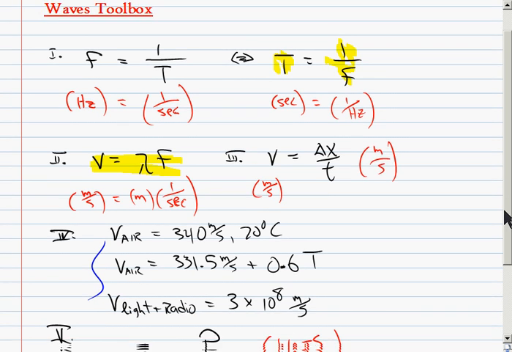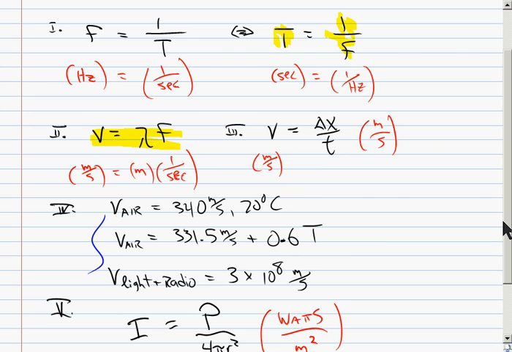Next, we have our wave velocity equation. This is a biggie. We use this all the time, okay? The only thing that's weird about this is this little funny-looking Greek letter. Okay, what's this Greek letter again? This is the Greek letter what? Lambda, okay?